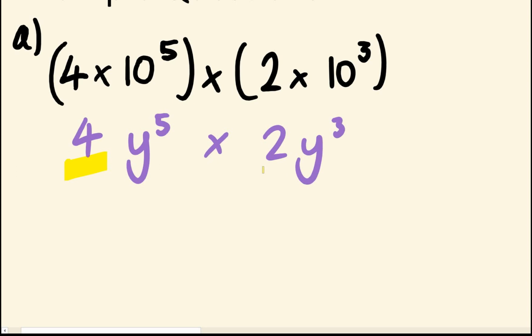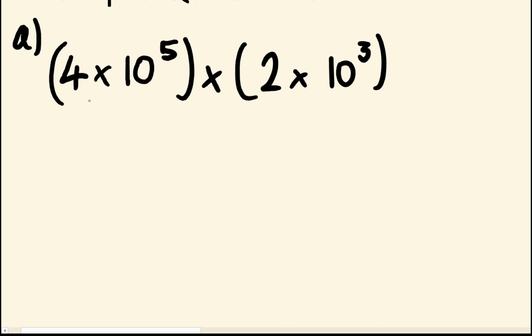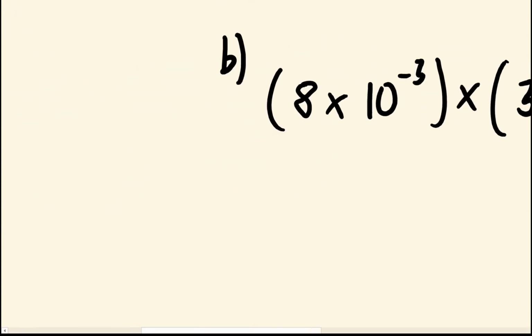We're going to times our numbers and we're going to add our powers. So in this case, it's going to be 4 times 2 gives us 8. Add the powers, 5 plus 3 also gives us 8. So it's 8 times 10 to the 8. We need to check this is in standard form. To do that, all we need to check is, is this first number between 1 and 10? And in this case it is. So we're done. That's absolutely fine. And we can go on to part B.